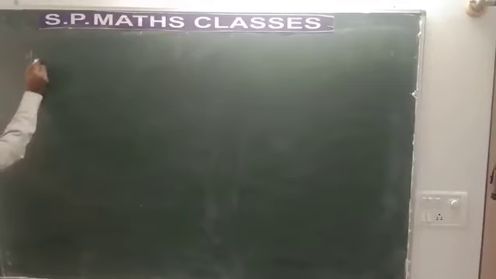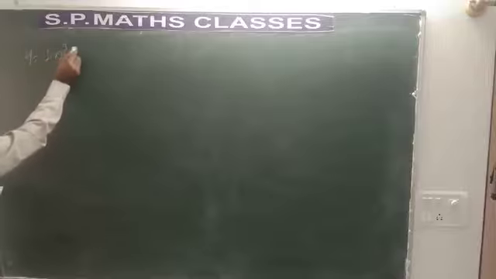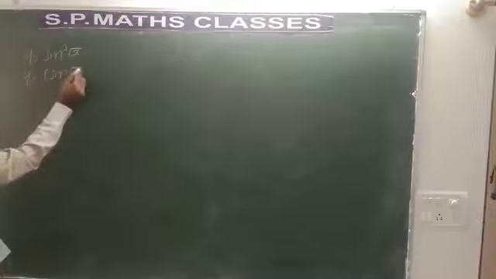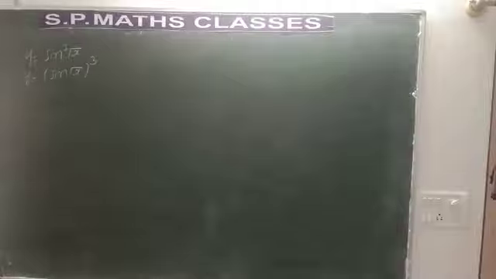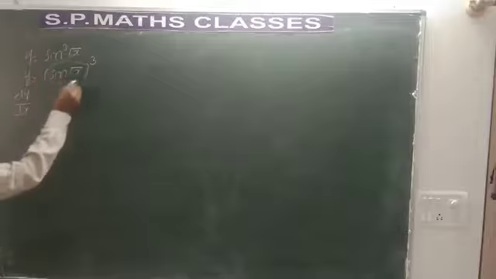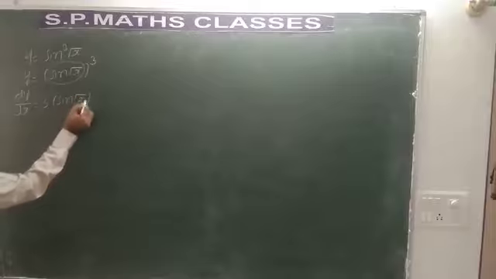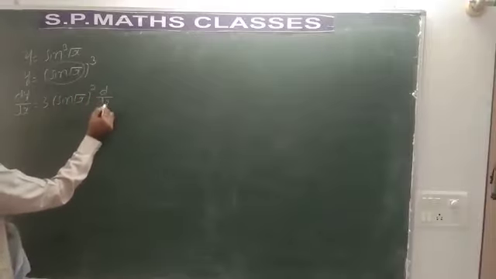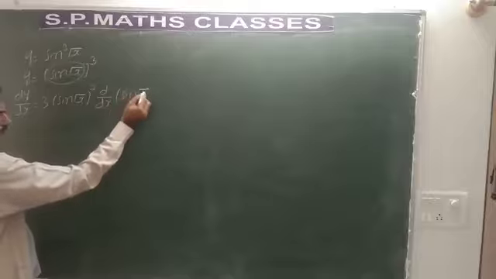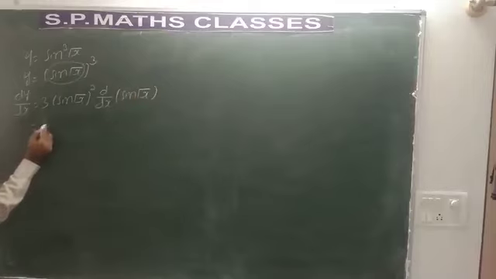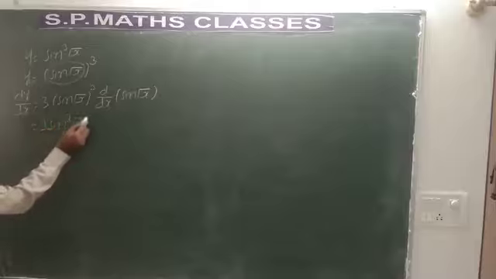y is equal to sine cube root x. y can be written as sine root x whole power 3. Hope you have understood this. Let us take dy by dx. This is taken as x power 3, so 3 into sine root x the whole squared into d by dx of sine root x.